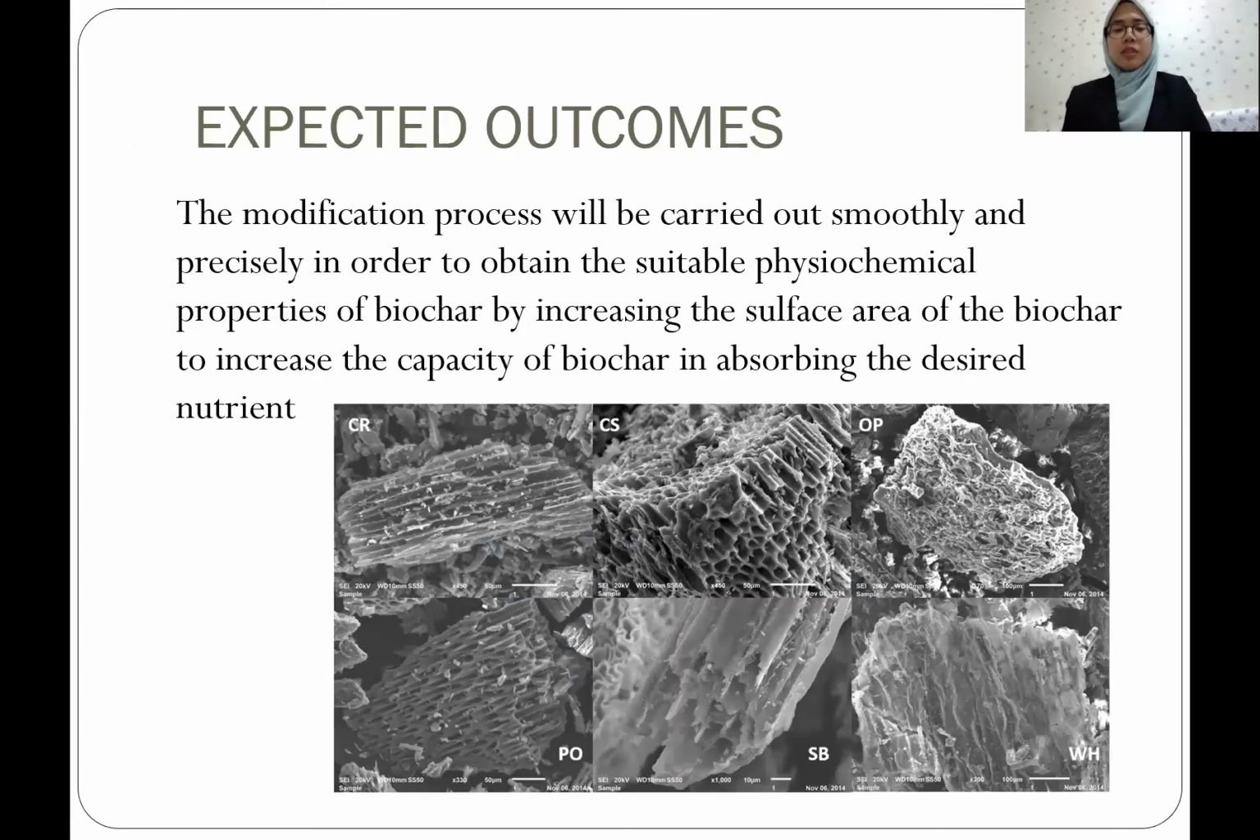Then I will proceed to the expected outcome of this proposal, which is firstly that the modification process of this experiment will be done smoothly and precisely in order to produce suitable physiochemical properties of the biochar by increasing the surface area of the biochar and improving the capacity of biochar to absorb the nutrient that we need to remove from the water.